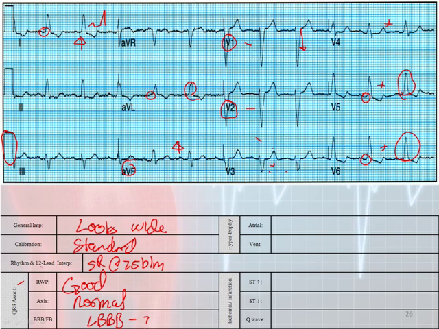So how do we finish interpreting our 12 lead here? Sinus rhythm at 75 beats a minute with left bundle branch block. It is that simple. This one's pretty straightforward.